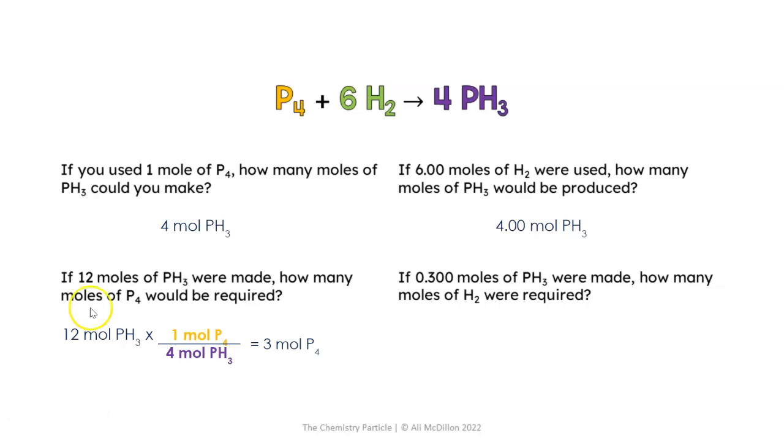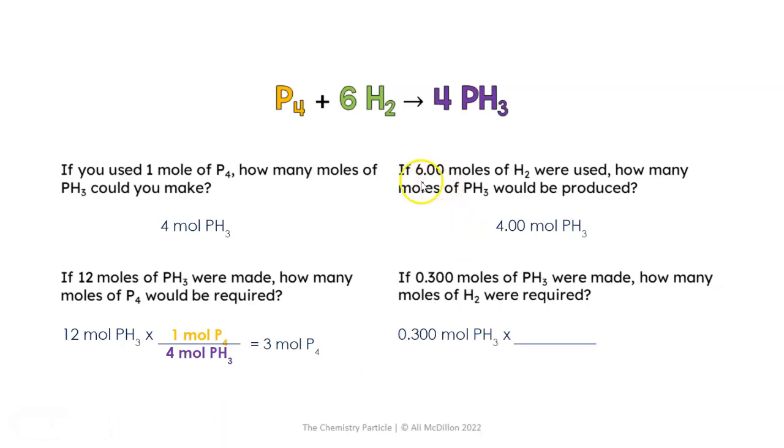other fractional problems. So we start off with what we know, which is 12 moles of our PH3, and we want to end with our moles of phosphorus, so our P4. So if we do that, we will set up our ratio, which is 1 mole of P4, which comes from our coefficient, 1 mole of P4 for every 4 moles of PH3. 12 divided by 4 is equal to 3 moles. Okay, so again, these are just conversion factors using our mole ratios.